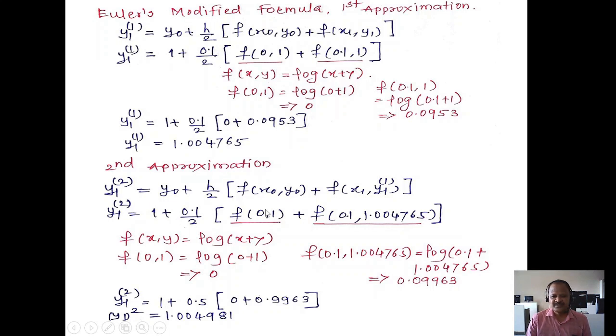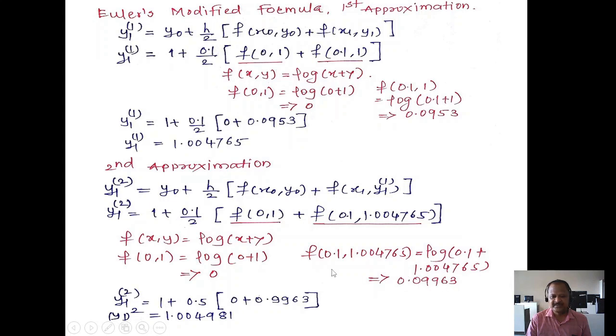1.004765. Now we have to find the values for the function. The function is given: f of x comma y is log of x plus y. So f of 0 comma 1, where 0 is x and 1 is y, you can put in this equation, and the answer is 0. Then f of 0.1 comma 1.004765. The equation is log of x plus y, so x is 0.1 and y is 1.004765. Calculating this, you can find the value of the function.